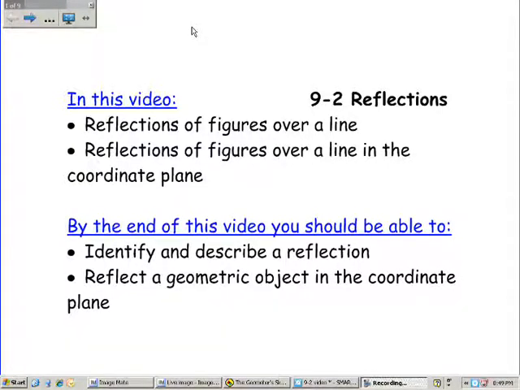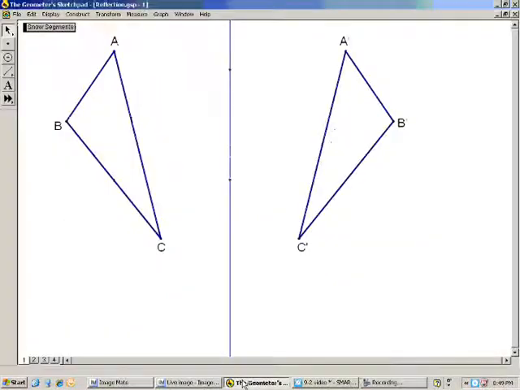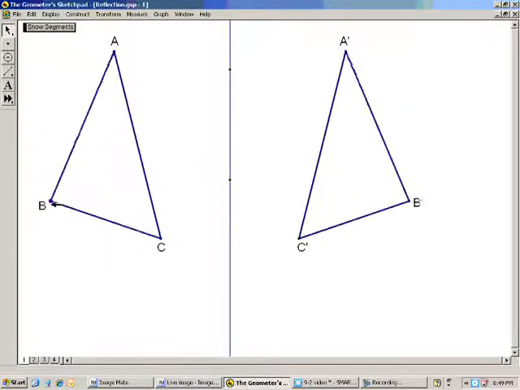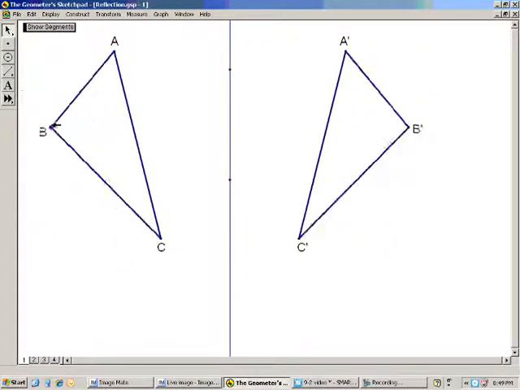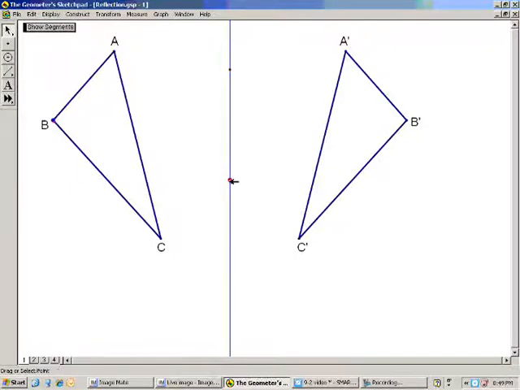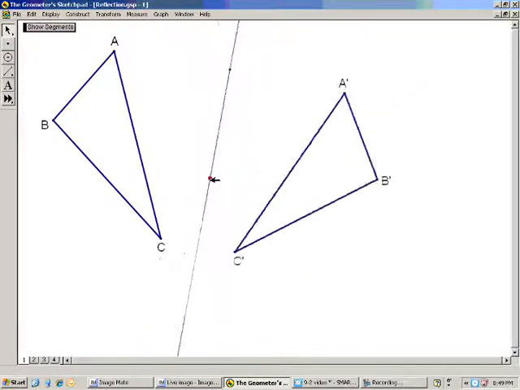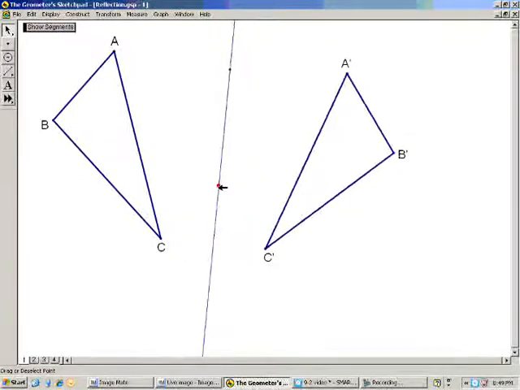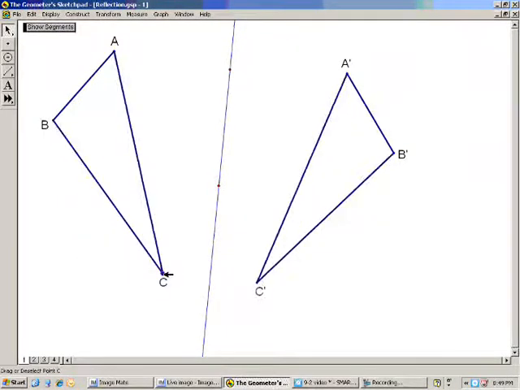Okay, before I give you the formal definition from the textbook, let me give you a couple of examples using Geometry Sketchpad. Okay, so here we have triangle ABC on your left, and I've reflected it across the line in the middle, and you get triangle A prime, B prime, C prime. Now as I move the triangle, you'll see that they both change because it's a reflection. Okay, I can also adjust my line so it's not vertical. It can be any line, and it's reflected.